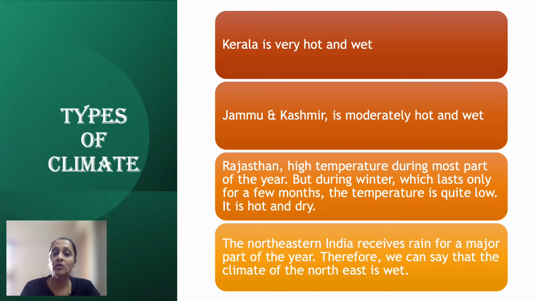While we talk about northeastern India, states like Sikkim, Meghalaya, Assam, they receive rain almost the entire part of the year. Even the state Meghalaya, which has Mawsynram, which is the wettest place on the planet, is there in the northeastern part of our country, and that is why it's pretty wet. So entire year northeast is said to be wet. It's not hot, it's not cold, it is wet.